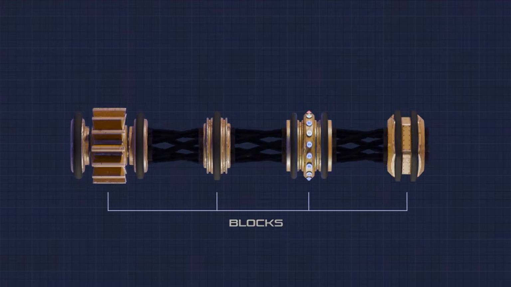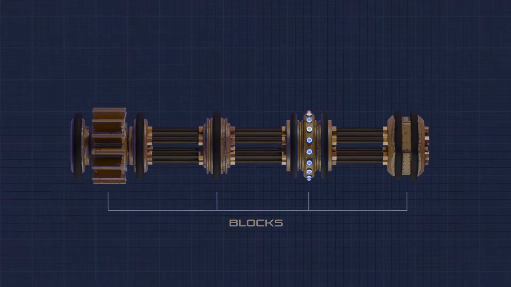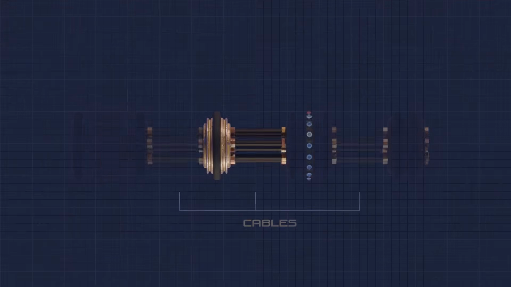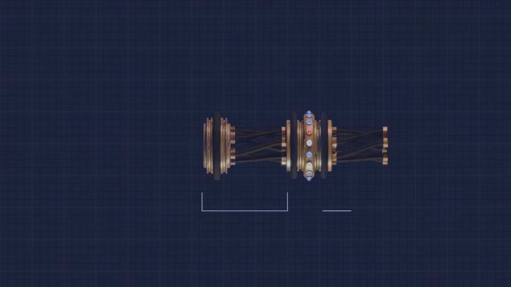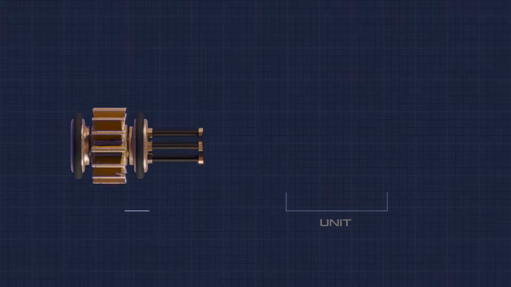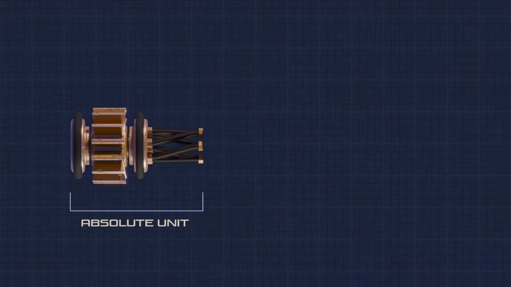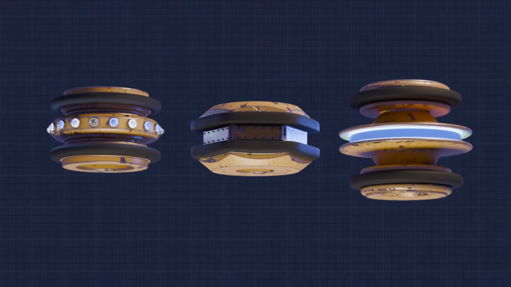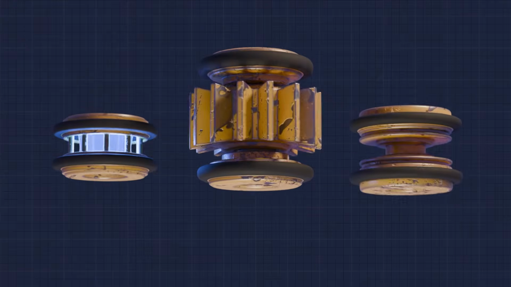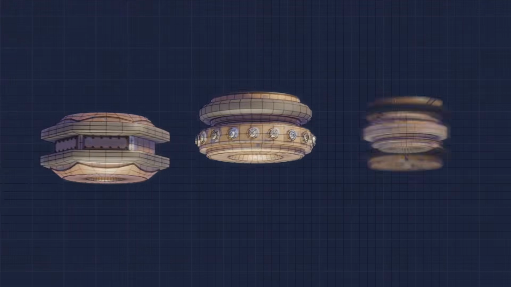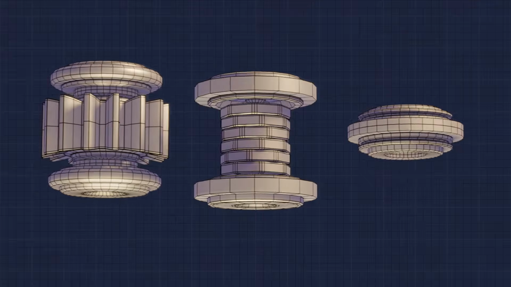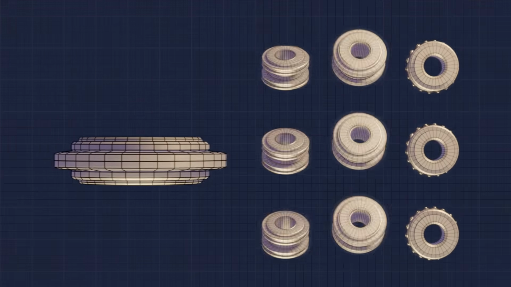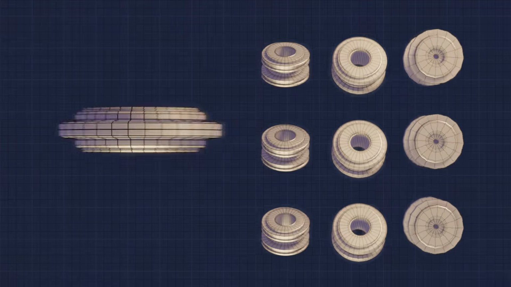These are our blocks. And these tubey things between them, these are our cables. And each set of block and cables we will call a unit, this one being an absolute unit. The blocks I've shaped out of cylinders. They all have a similar radius, but various heights. I'm far from a topology expert, so I'm not going to teach you how to model these. We'd both be embarrassed. But do feel free to leave a long comment telling me exactly what I'm doing wrong.